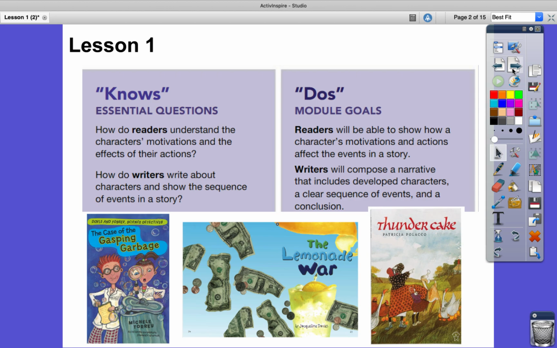So for this unit, we're going to look at our knows and do's. We have some essential questions to focus on and module goals. Our essential questions: How do readers understand the characters' motivations and the effects of their actions? And how do writers write about characters and show the sequence of events in a story? Our do's, or module goals: Readers will be able to show how a character's motivations and actions affect the events in a story. Writers will compose a narrative that includes developed characters, a clear sequence of events, and a conclusion.